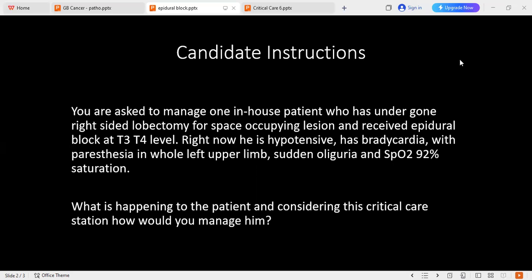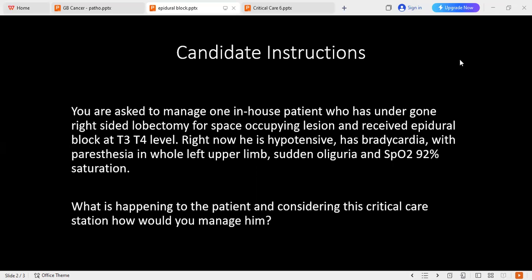Can you suggest why this patient would be having bradycardia? Because the patient has a high spinal epidural block. The epidural anesthesia block may block the cardiac center and block the sympathetic input to the heart, and that does not antagonize the parasympathetic supply to the heart.